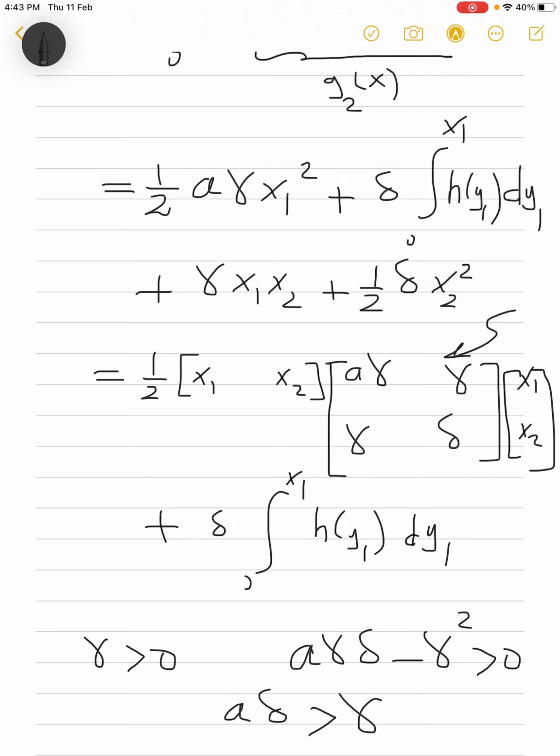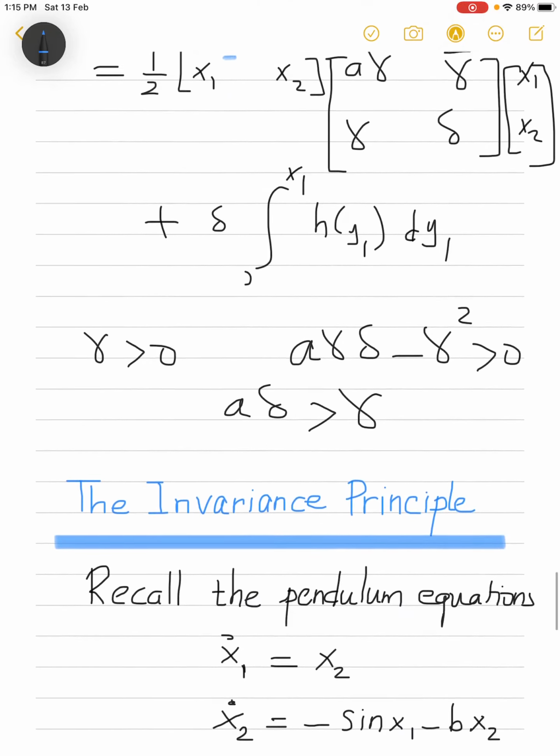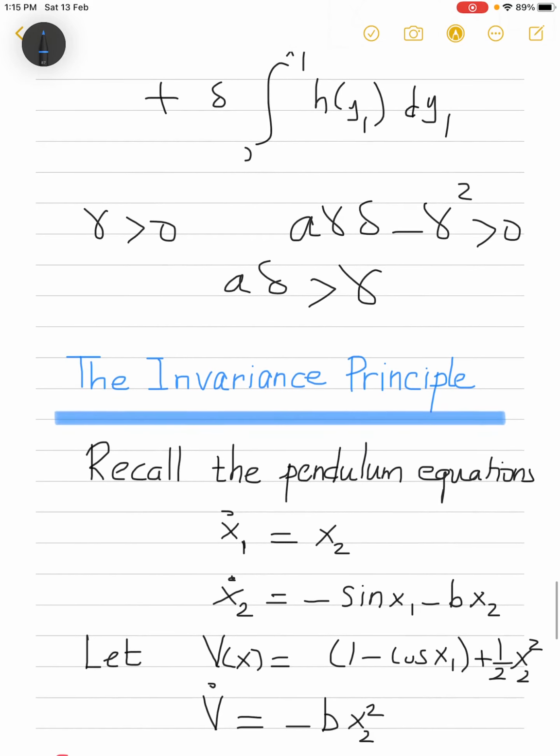So this way we have achieved both requirements. We have achieved that V dot is negative definite and V of x is a scalar function which is positive definite, and then we can conclude that the system is asymptotically stable at the equilibrium point. So now let's move on to the invariance principle, which, as I mentioned before, is a tool that we can use with the Lyapunov theorem to establish the asymptotic stability of the equilibrium point at the origin.